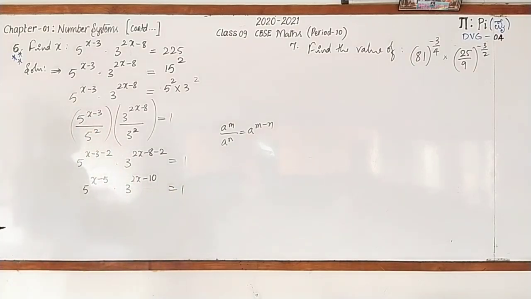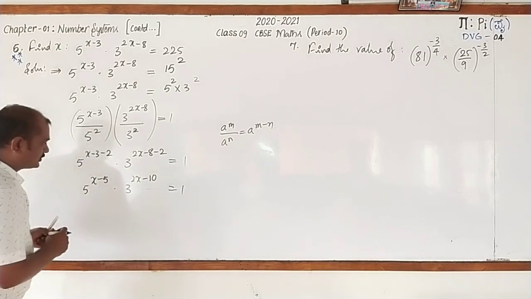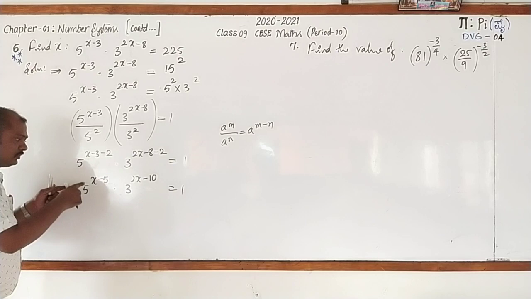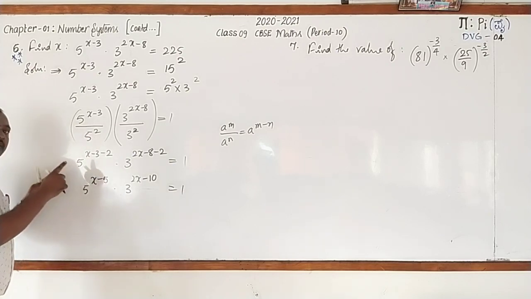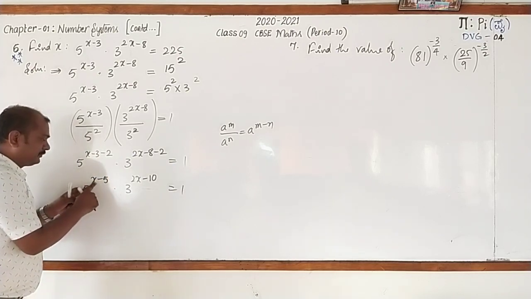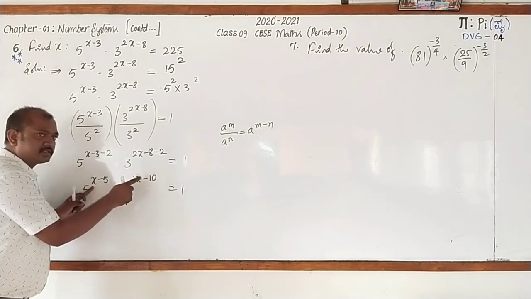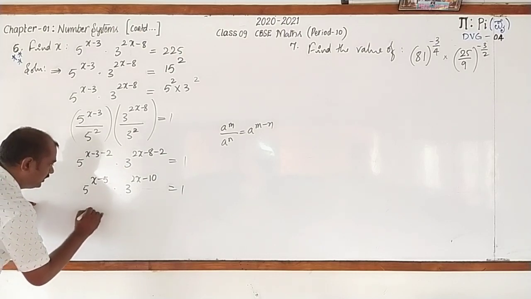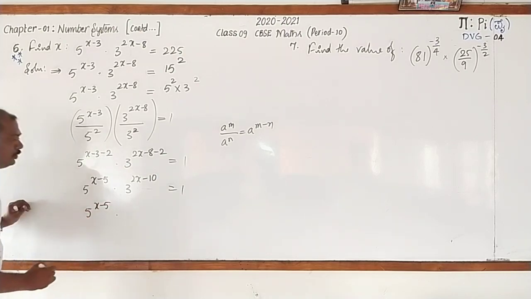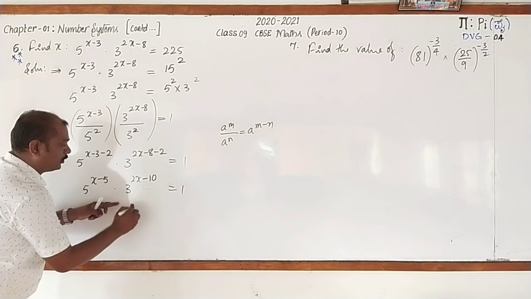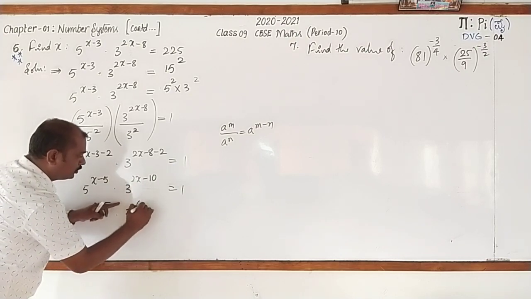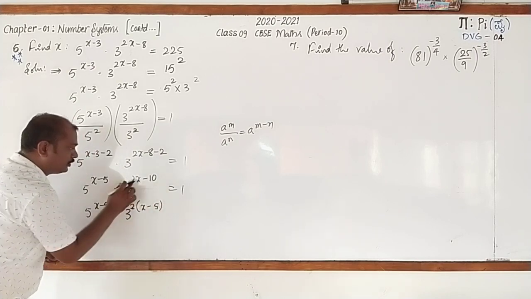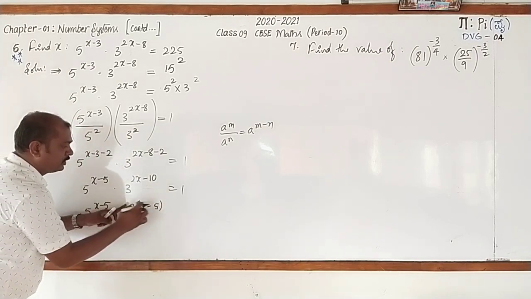Then how do you go about solving it? Again you just observe. Are there any chances? Apart from these numbers, you have to observe what other possibilities are there. x minus 5, here 2x minus 10. Then here 2 can be taken as a common factor. So 5 raised to the power x minus 5 into 3 whole raised to the power 2 into x minus 5. When 2 is taken as a common factor, 2 into x is 2x, 2 into 5 is 10.